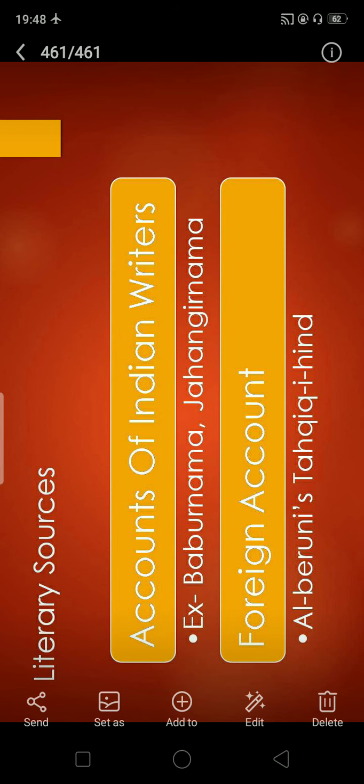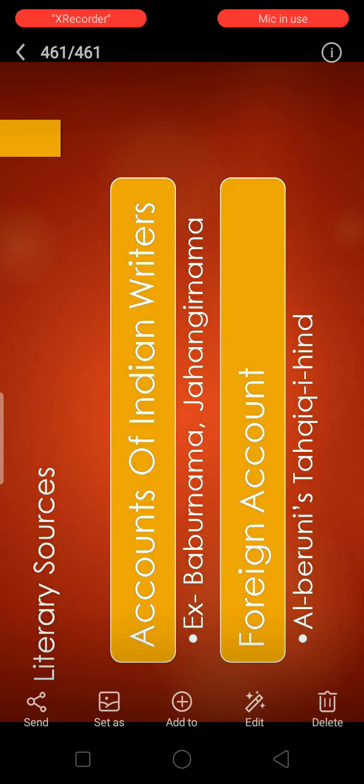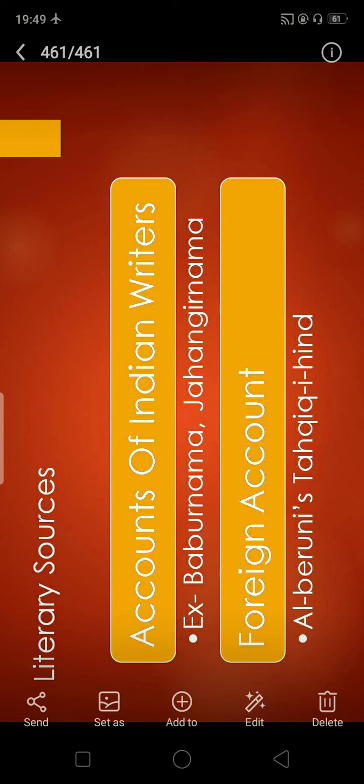Some important foreign accounts are Al Biruni's Tehqiq-e-Hind. I also mentioned this. Al Biruni's Tehqiq-e-Hind is a major foreign account. Also important are Ibn Battuta's Rihla, the account by Al Masudi, Niccolo Conti, Sir Thomas Roe, Francois Bernier, Domingo Paes, and Marco Polo. Niccolo Conti has given a detailed description of the Vijayanagar kingdom and the capital city of Hampi.